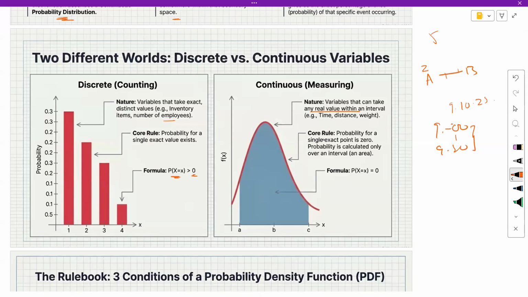And the core rule is that the probability for a single exact point is 0. You should remember that in a discrete probability distribution, the individual value has a certain probability, but in a continuous probability distribution, one point has probability equal to 0. The probability for a single exact point is 0. Probability is calculated only over an interval, right?